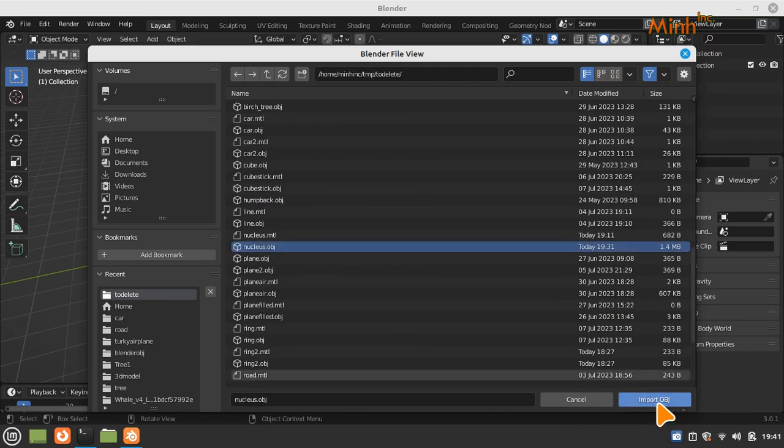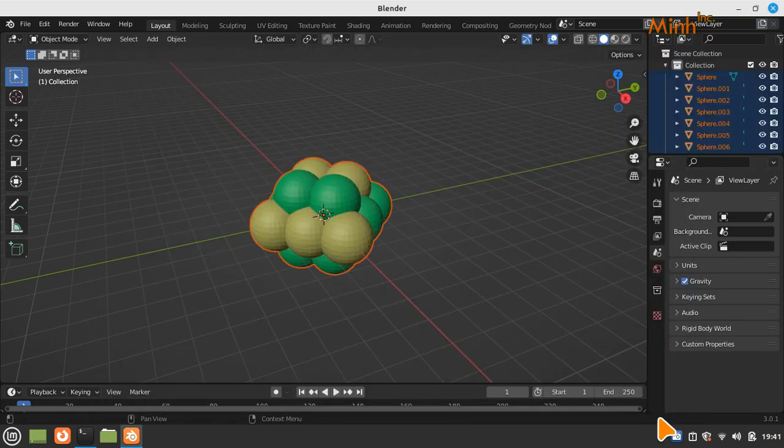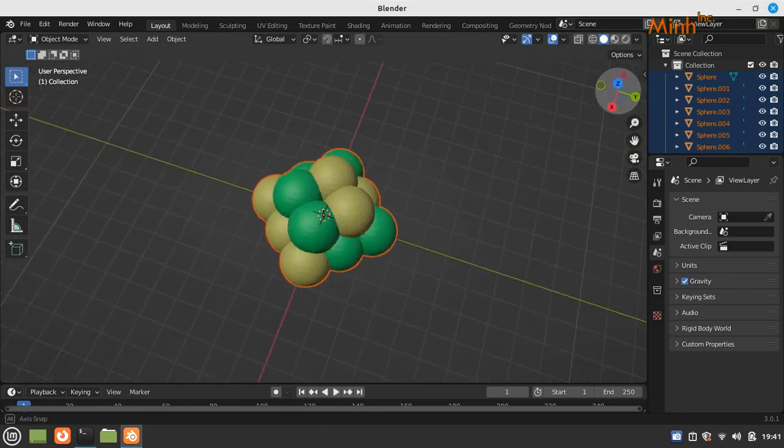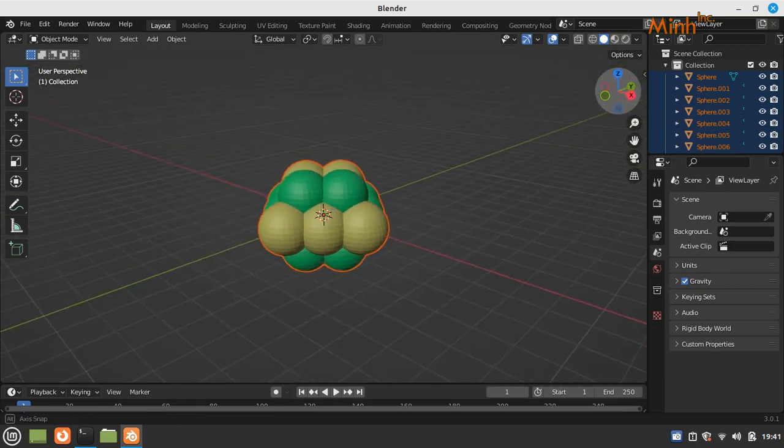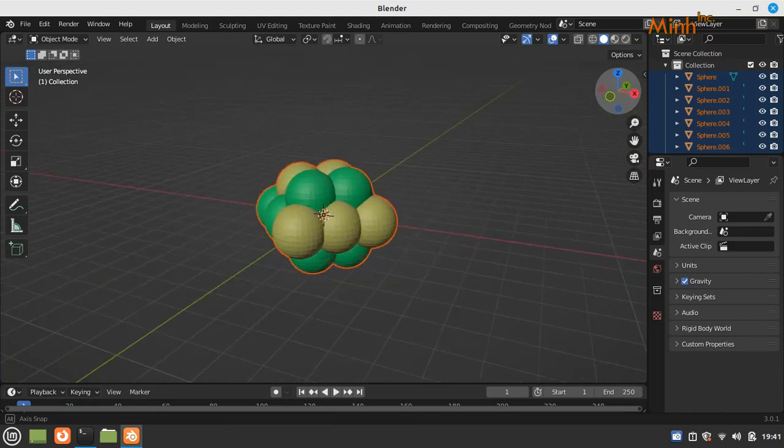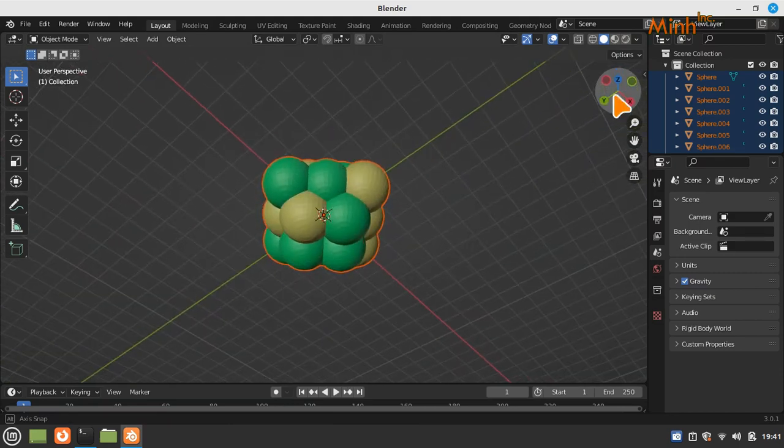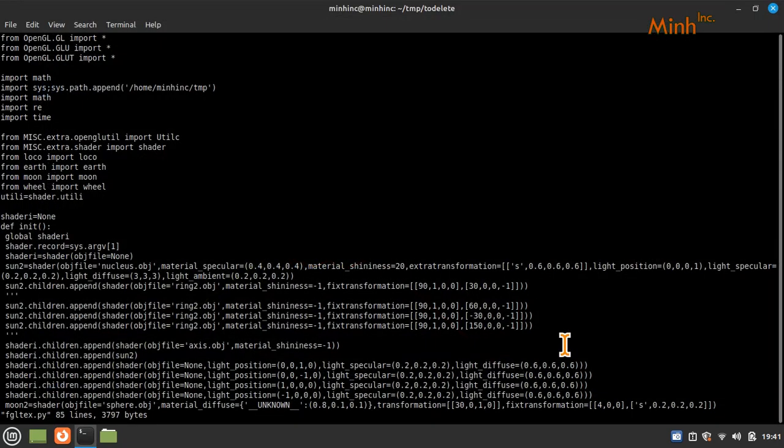Okay, finally we got it. So this is the nucleus. It has one neutron and one proton. So we have nucleus dot object, and we have set specular as 0.4, 0.4, shine as 20. And we have scaled it to 0.6, so it will be that big only.